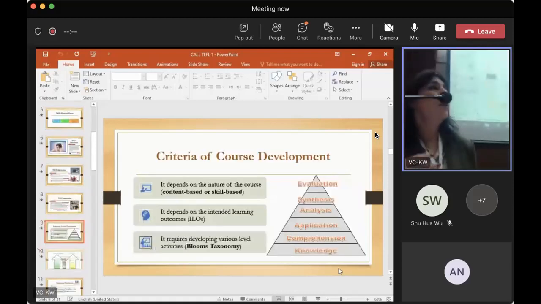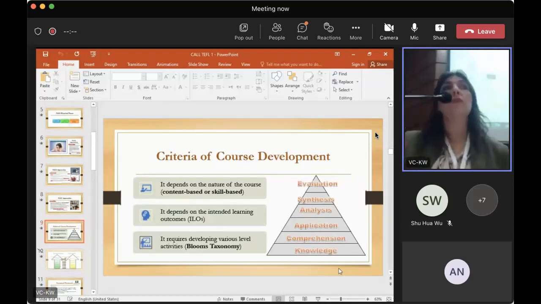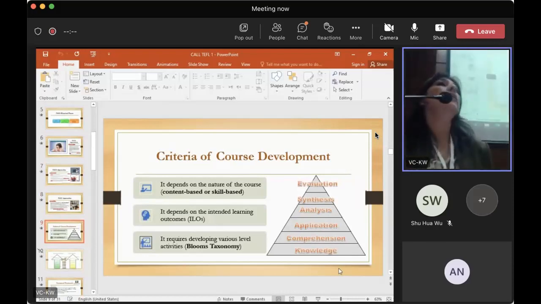So what are the criteria for course development? Of course, it depends on the nature of the course. If I'm teaching a skill-based course like developing academic writing or reading comprehension or oral and presentation skills, of course, my design for the course is not going to be similar to content-based courses. In skill-based courses, usually we try to get the students to read something or write about something of their interest. We try to build the curriculum based on the student characteristics.